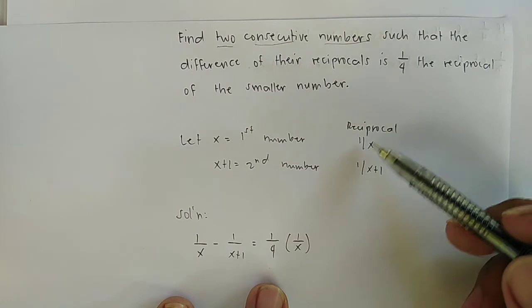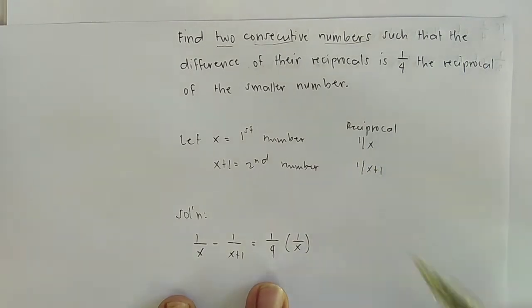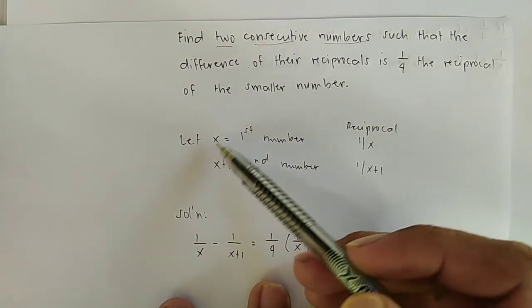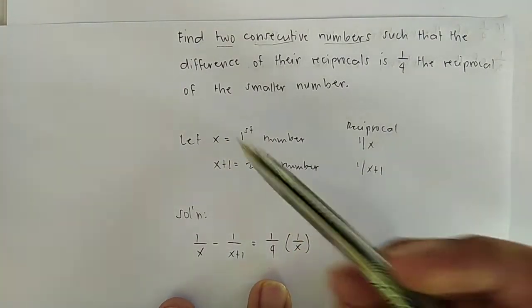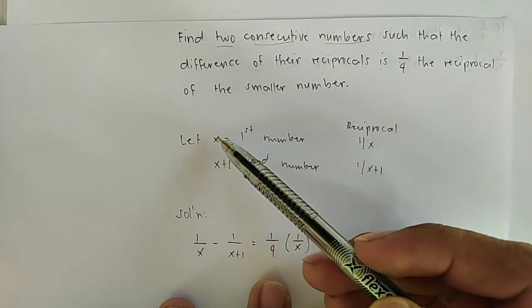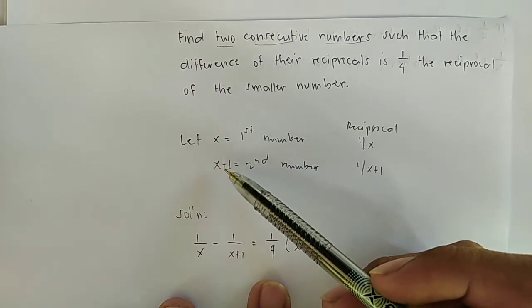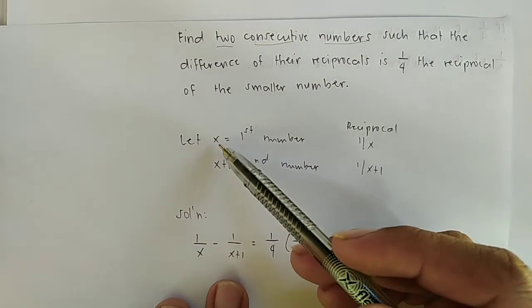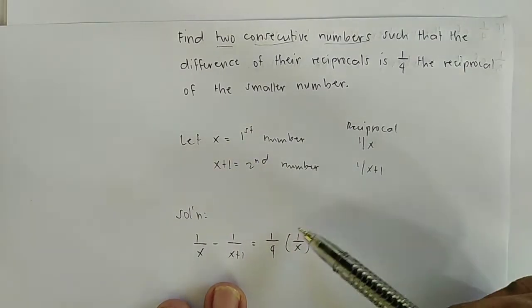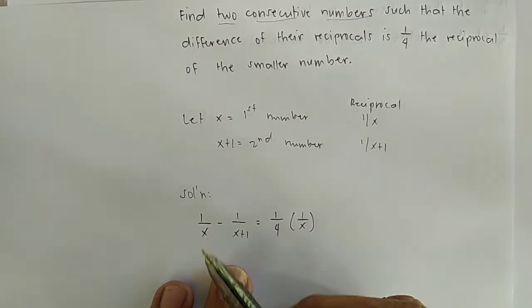So by just having this one, we can know that x is smaller than x plus 1, because this is the number that comes first before the second number. So that is why x is less than x plus 1. So the smaller number will be 1 over x. So we have to simplify this one.